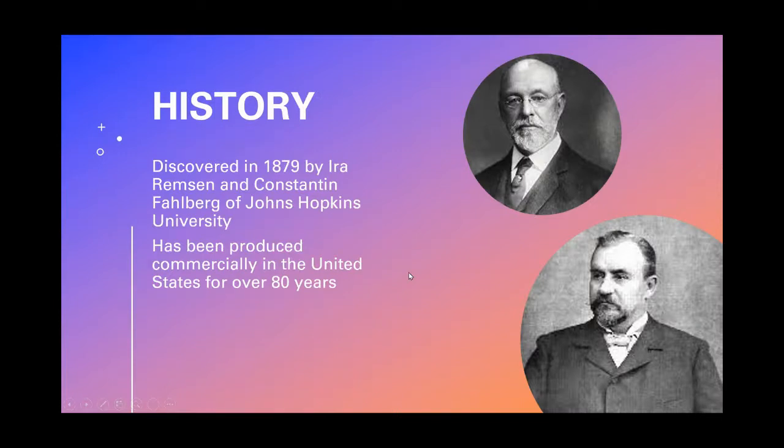It was discovered in 1879 by Ira Remsen and Constantin Fahlberg of Johns Hopkins University. Fahlberg, working with benzoic sulfimide, a coal tar derivative, tasted his fingers, and that's how it was discovered. Since the early 1900s, it's been used commercially, so it's been produced commercially in the United States for over 80 years.